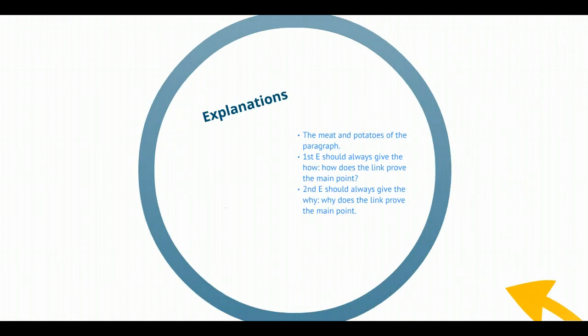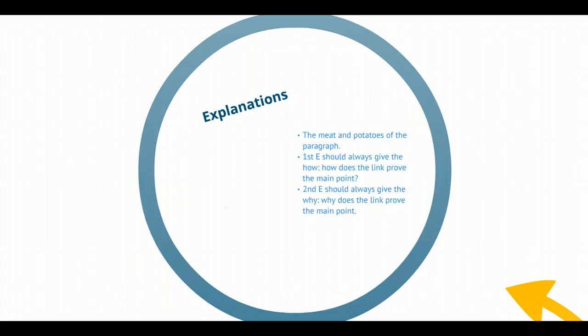Once I have my main point, I move on to my explanation. Explanations are the meat and potatoes of the paragraph. It is where all of your ideas come through. Anything in explanation is directly from you, from your mind. My first E should always give the how. Keep in mind I want everything in my paragraph to work for me.